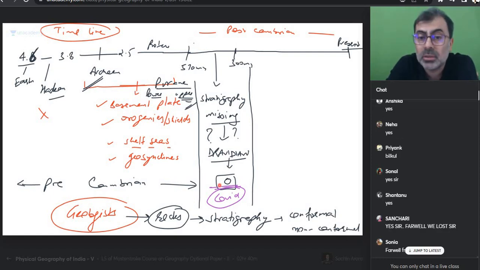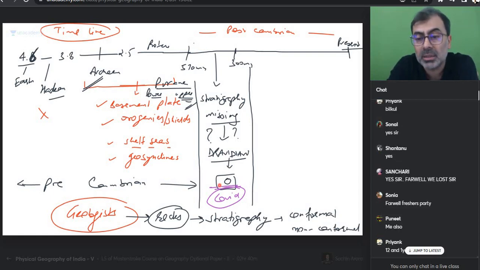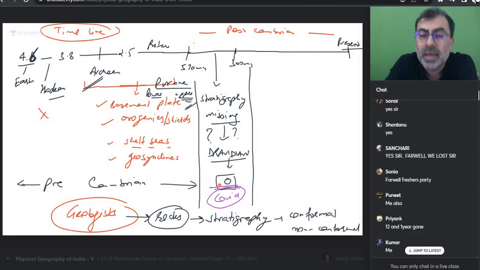MA is 2 years. So many of my students who are doing JNU से अपना post graduation, they never went to the university. सोचो यार यूनिवर्सिटी गए नहीं. Priyank is saying, sir, 12 and 1 year gone.